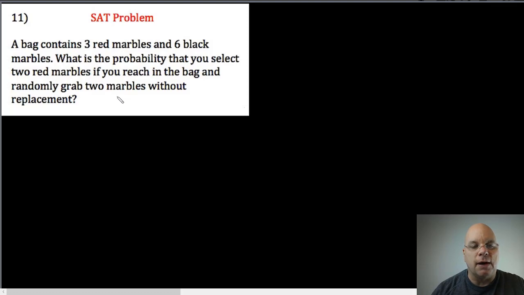marbles without replacement? Now, based on the work we've done, I wouldn't have even included the words without replacement here, because we've talked about the fact that if you grab 2 marbles at a time, those are dependent events, and that's hard to wrap your head around.